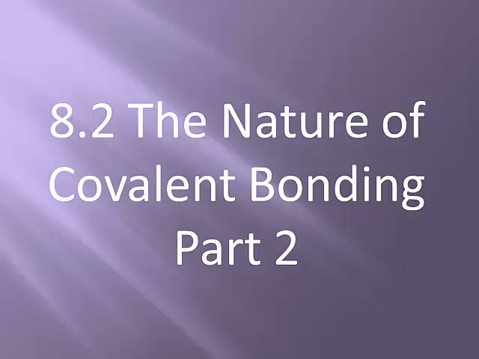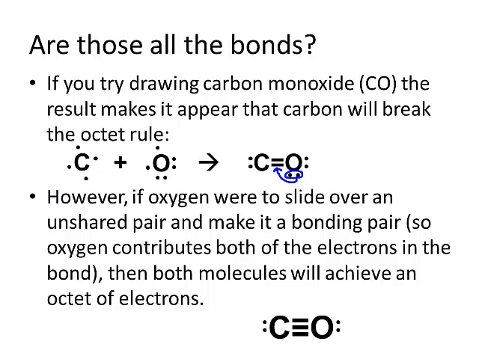This is part 2. We will pick up with a slight review of what we were just covering in the previous presentation. Recall that we had just talked about the fact that carbon monoxide doesn't quite get an octet around both of these atoms if we draw it the way it's suggested with just a double bond. If we take that unshared pair on oxygen and slide it over to create a triple bond by taking both electrons from the oxygen and having them both be shared between the carbon and the oxygen, then both get that octet of electrons. This is a special type of bond that we're going to discuss next.